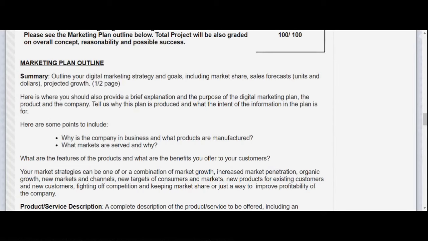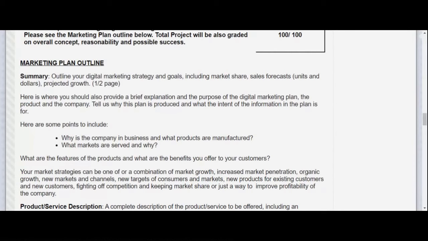So why is the company in business and what products are manufactured? Now, if you don't have a product, let's say you're doing a service, let's say you're a dry cleaning company or something like that. Well, it's products or service. So why are you in business? You're in business to clean clothing, and what do you do? You basically are an environmentally friendly dry cleaner. Let's say that would be a service business, or maybe you have a cleaning solution company that sanitizes offices from bacteria and COVID, right? That type of thing.